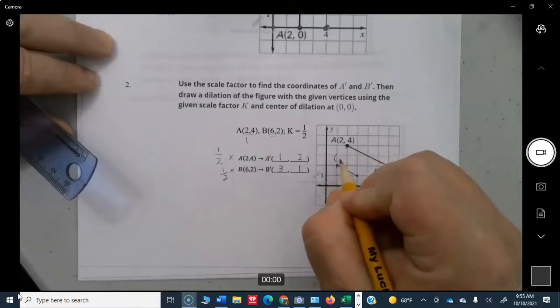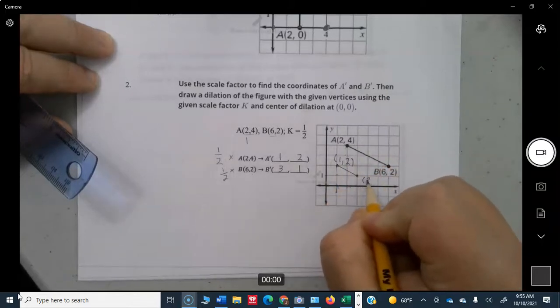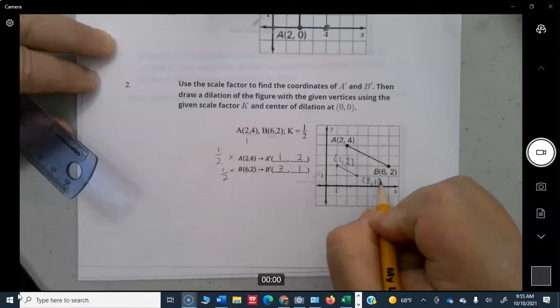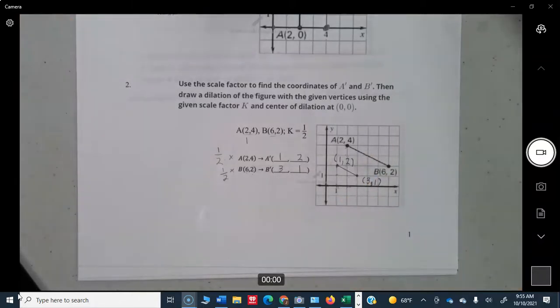So I'm going to go ahead and write those coordinates there. 1, 2, and over here is 3, 1, and that's it. That's how you do that. Okay, let's keep going.